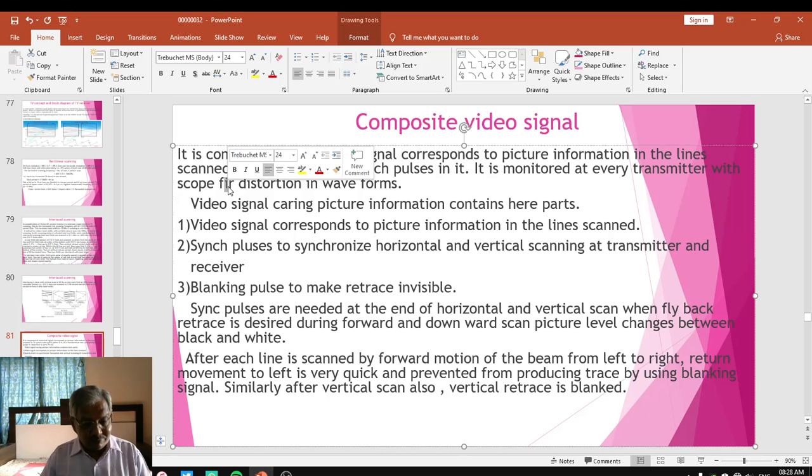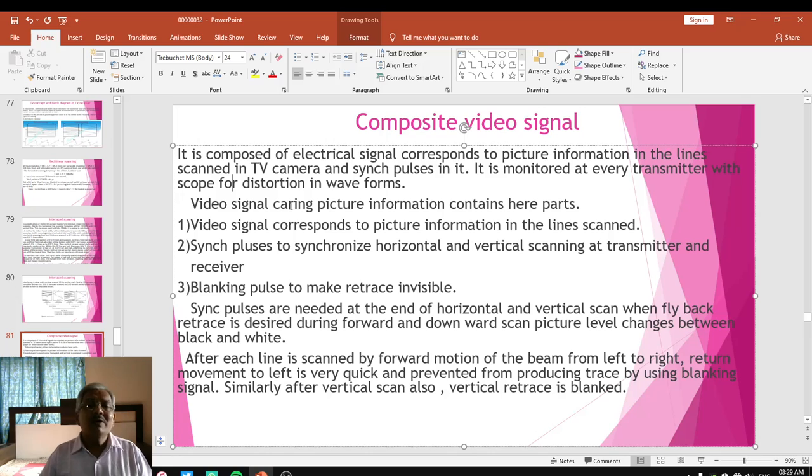for distortion in the waveforms. If any distortion is present in the standard timing, those are to be corrected. If waveforms are matching with the standard aspects, then it is transmitted, supposing that the picture quality is better. So that's why the quality of the picture is decided by observing the standards of the composite video signal, but not by observing the picture on the television in every transmitting center.